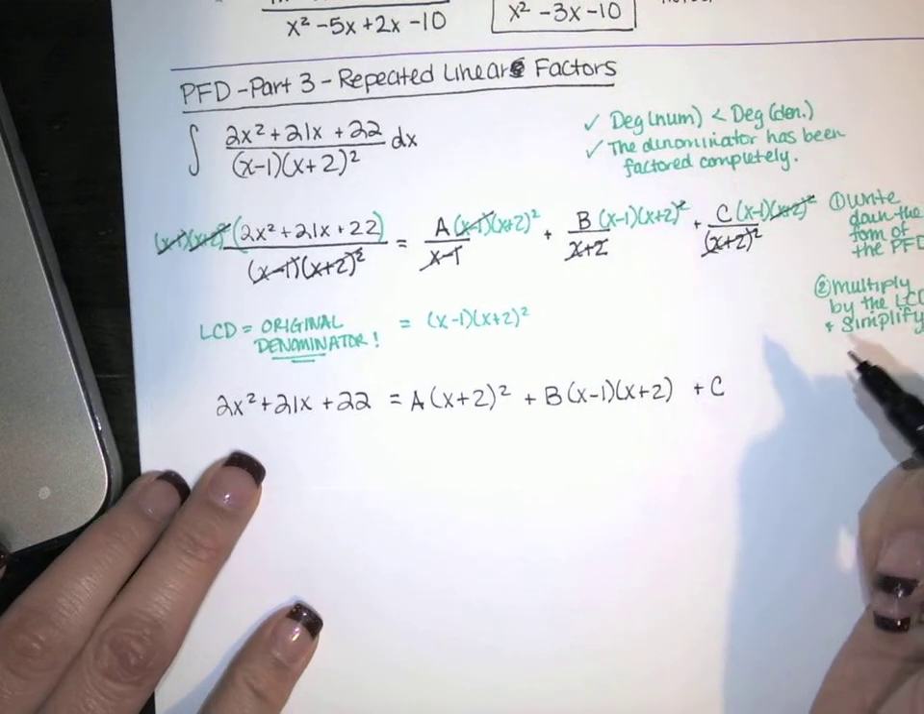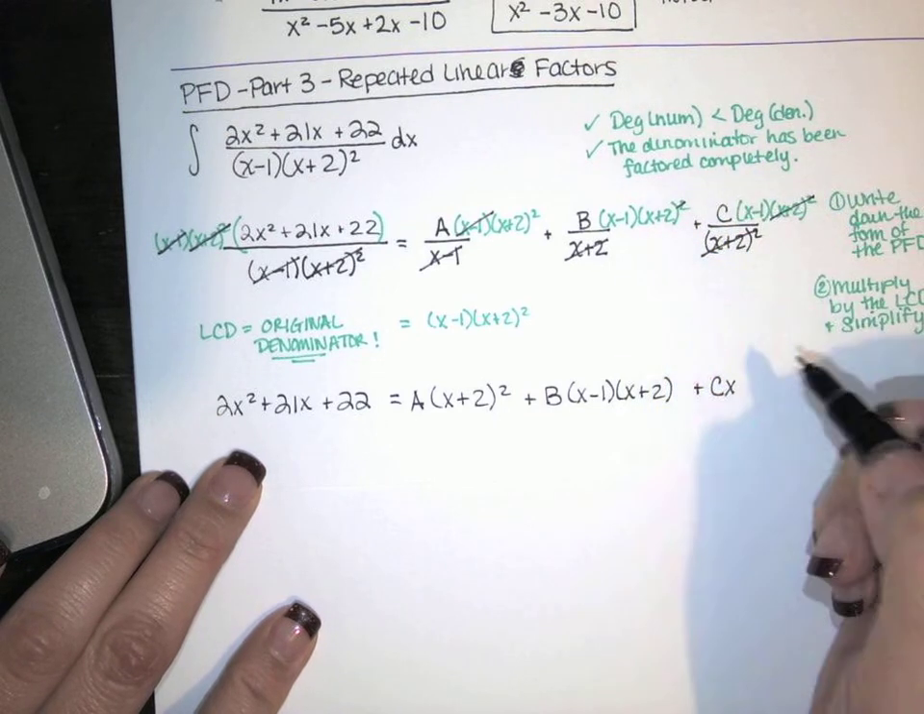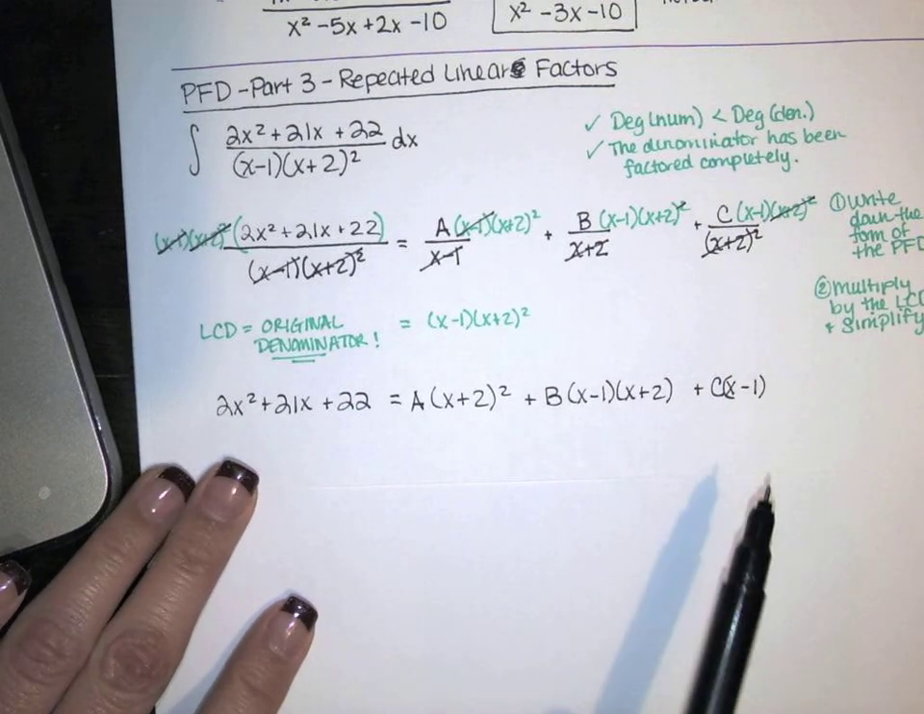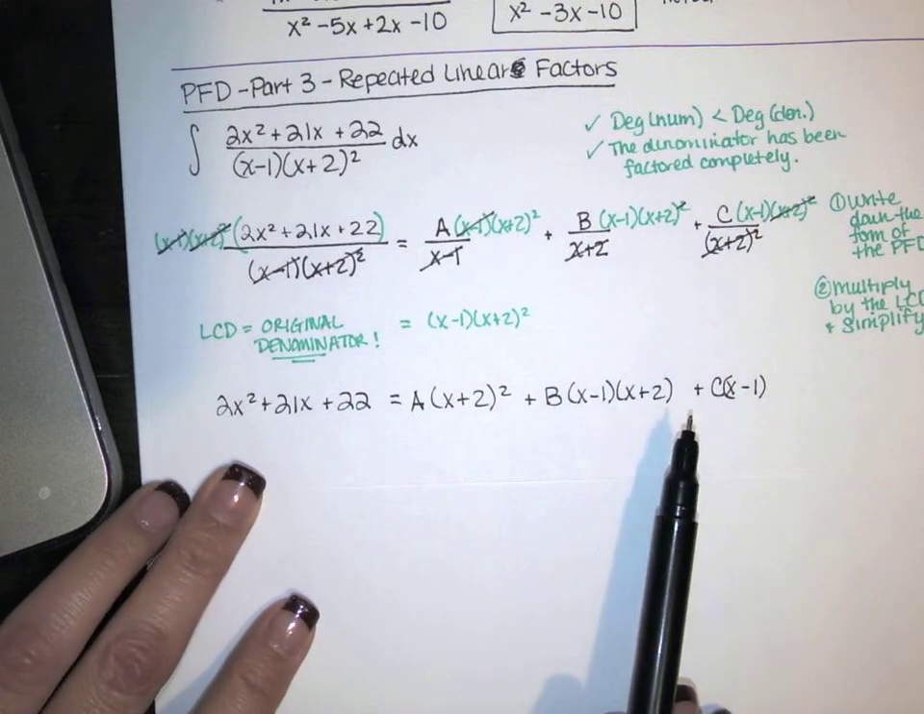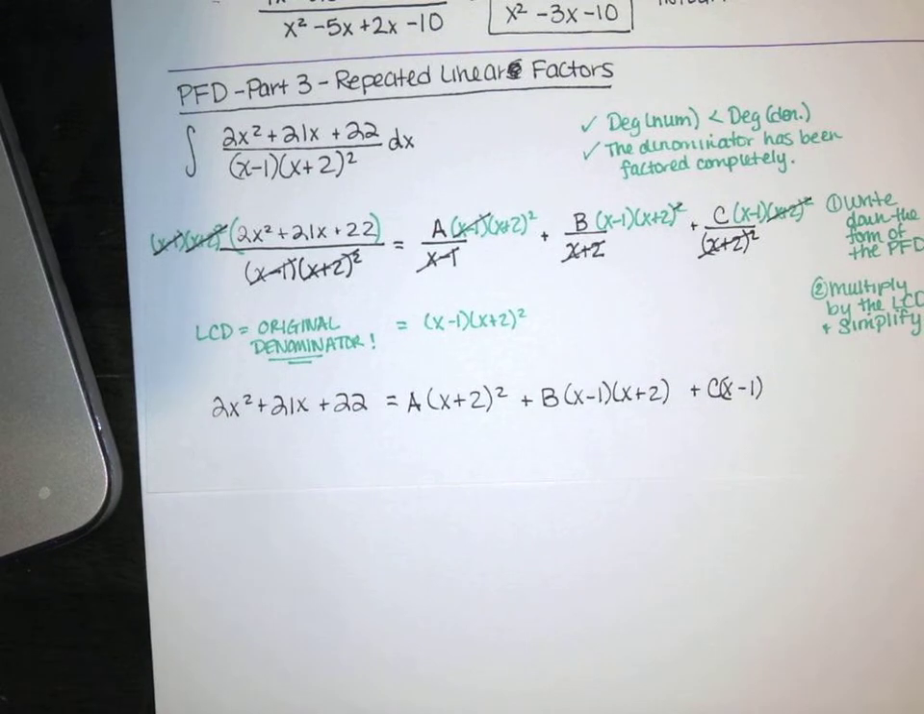I'm going to distribute that c. I have cx. Oh, maybe not. Just kidding. We'll do that later. A different type of problem. Don't distribute. Just leave it like this. Okay, so we multiplied by the LCD and we simplified.